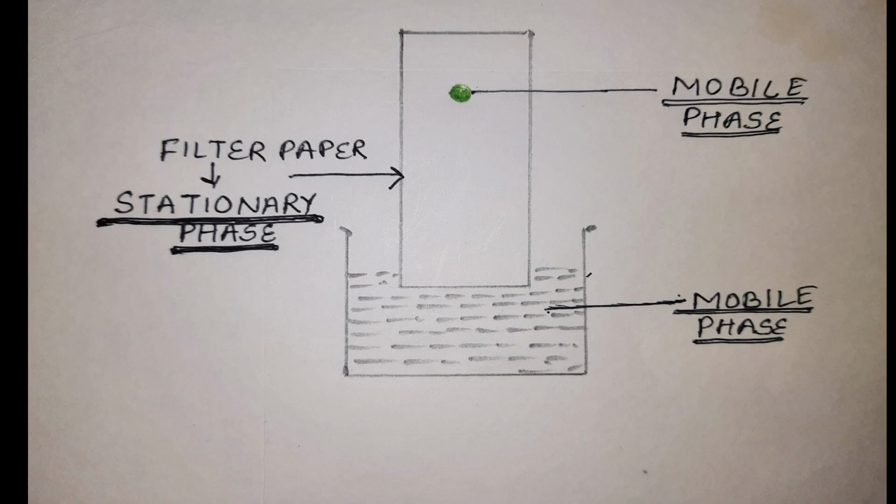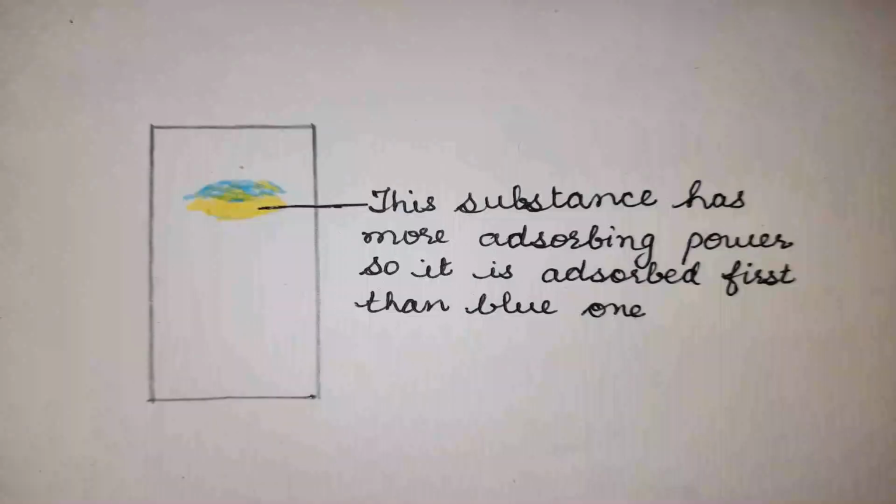Now I am going to explain the phases of chromatography. In chromatography, the adsorbent part, meaning filter paper or chromatographic paper, is the stationary phase, and the solvent, meaning the dot of ink and water, is the mobile phase. Two phases you learn in chromatography: one is the stationary phase and one is the mobile phase.